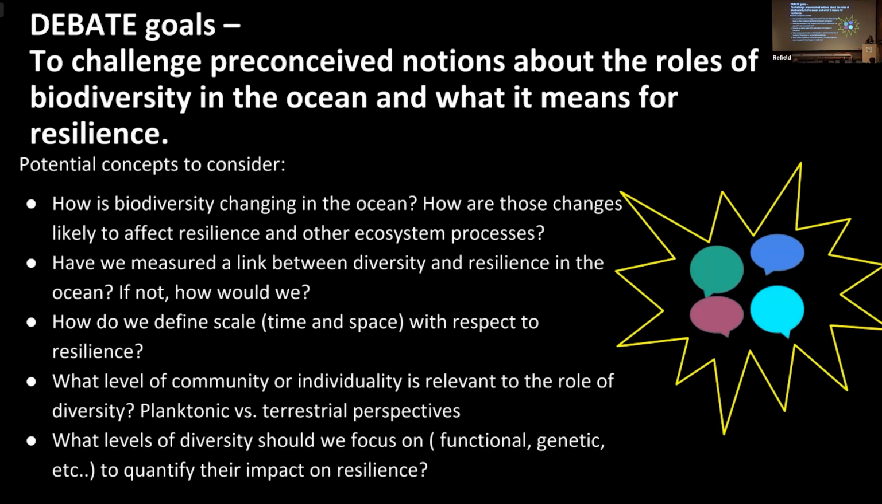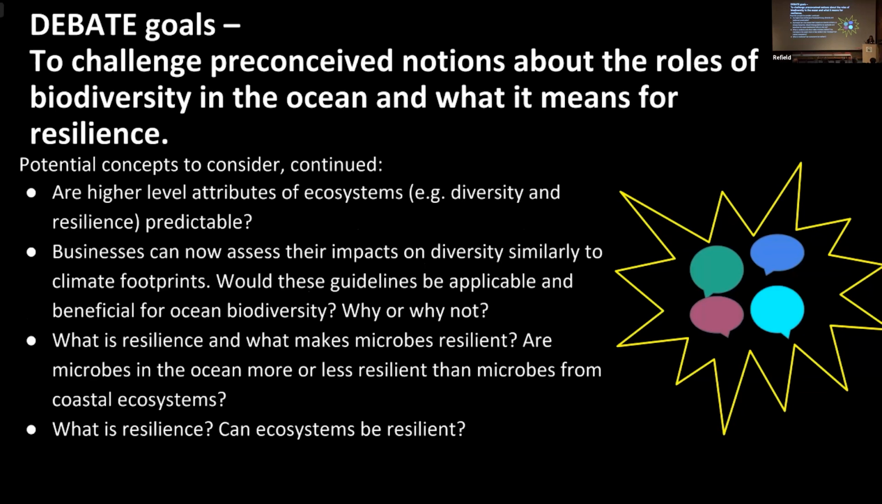How would we? How do we define scale with respect to resilience? What level of community or individuality is relevant to the role of diversity? What levels of diversity should we focus on so that we can actually quantify this impact on resilience? Are higher level attributes of ecosystems predictable or not?